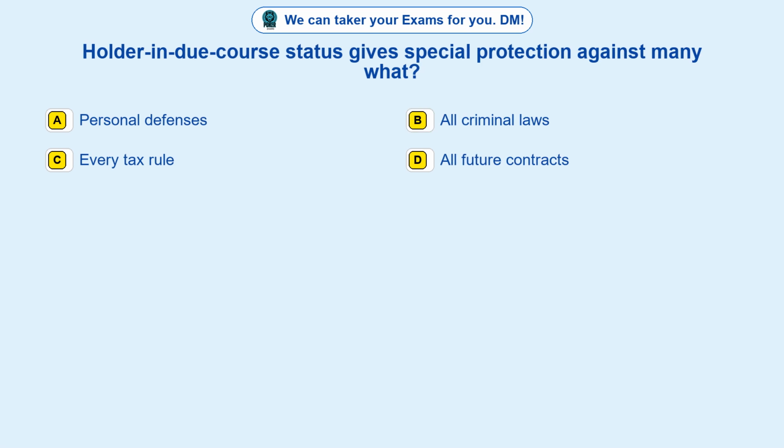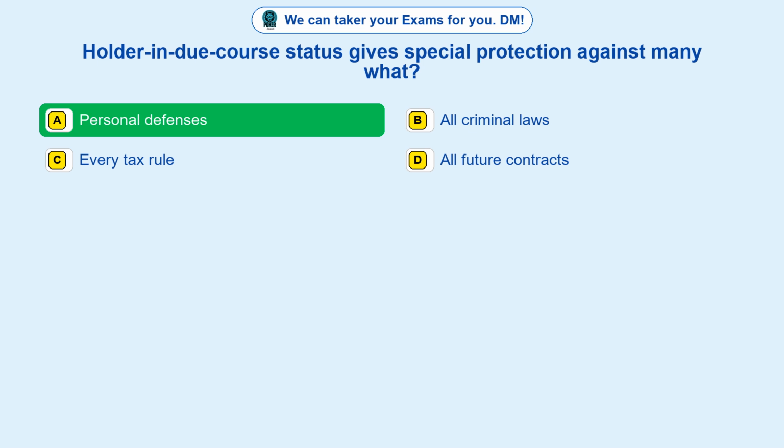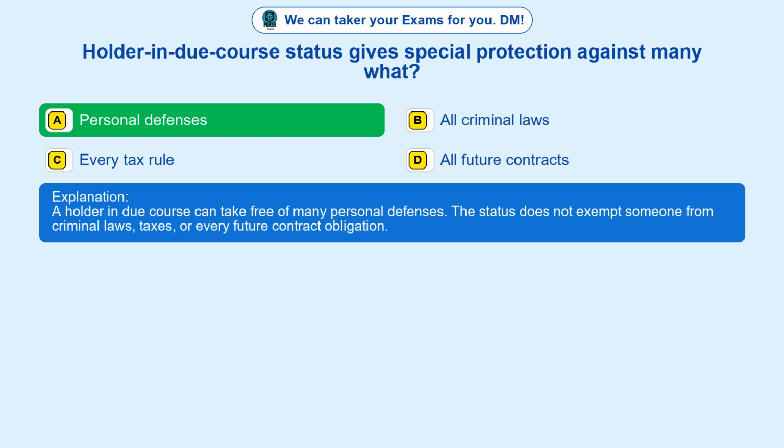Question 85. Holder in due course status gives special protection against many what? Option A, personal defenses. Option B, all criminal laws. Option C, every tax rule. Option D, all future contracts. The correct answer is option A, personal defenses. A holder in due course can take free of many personal defenses. The status does not exempt someone from criminal laws, taxes, or every future contract obligation.